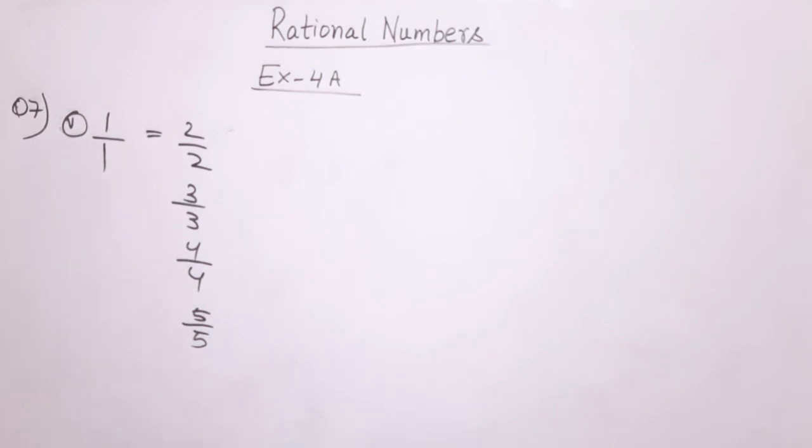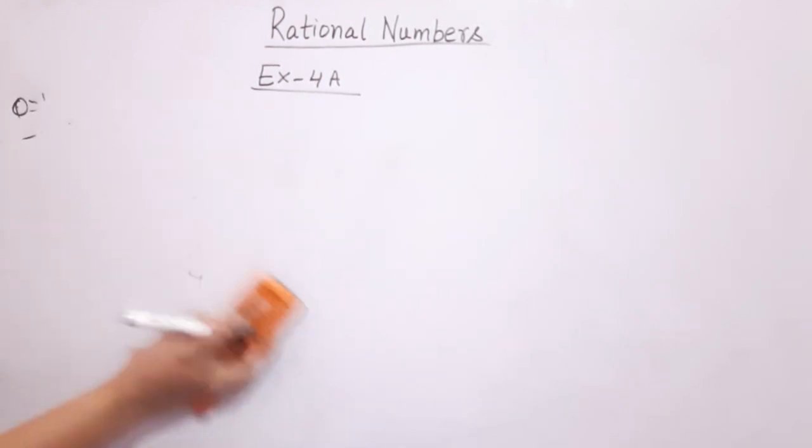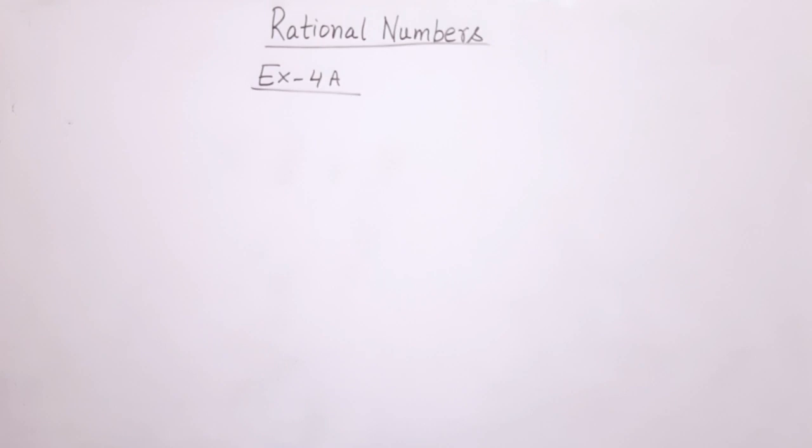Now come to question number 8, which says write each of the following as a rational number with positive denominator. I have already explained to you how to convert the rational numbers to positive or negative, how to convert the numerators positive or negative, how to convert the denominators positive or negative. So in this question we have to convert the denominator to positive.